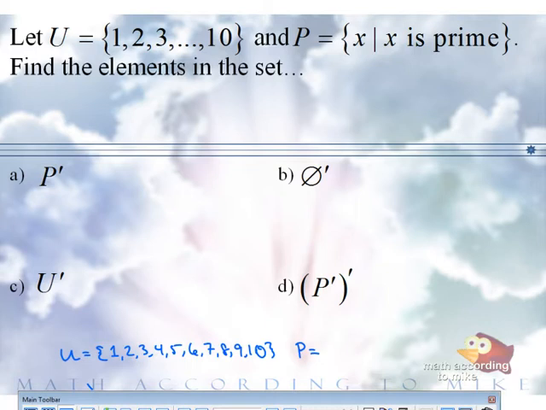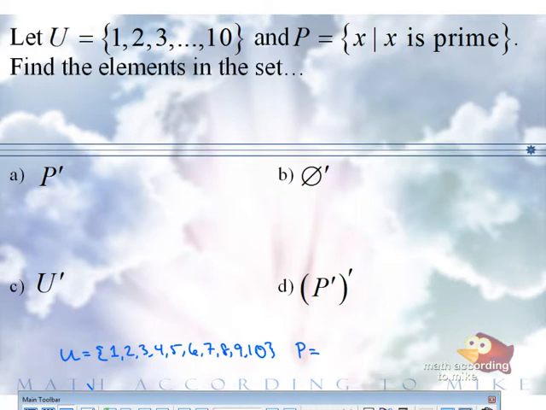Is a prime number anything that cannot be multiplied by itself? A prime number is a number greater than 1 whose only factors are 1 and itself. So can 1 be prime? Is it greater than 1? 1's not greater than itself. So 1 is not prime.